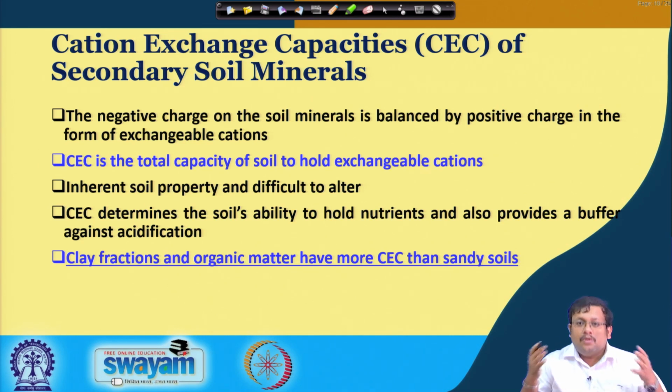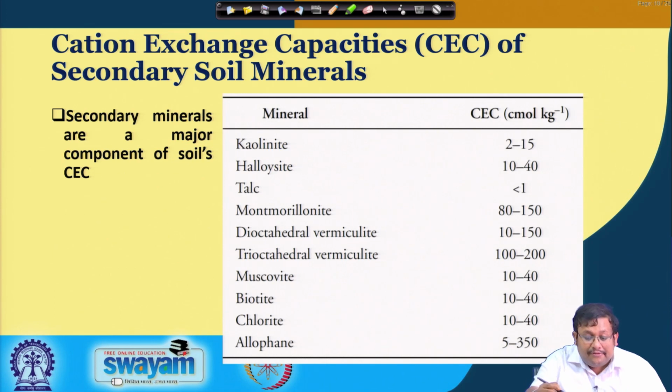So, the soil which has more CEC will basically be considered a nutrient rich soil, because it can attract more cations. So, clay fractions and organic matter have more CEC than sandy soils, obviously because of this negative charge development. If you see the difference of CEC for different clay minerals, you can see talc has the lowest CEC, less than 1 centimole per kg.